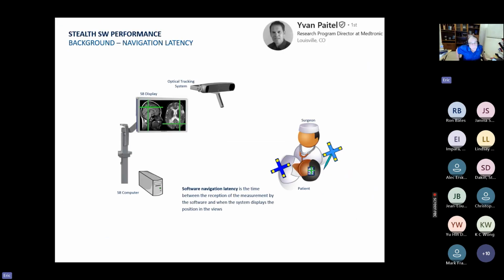So this is an example from Evan Patel, and continuing our tradition, he's now research program director at Medtronic on their software group in Louisville, Colorado. And they were developing something called Stealth Station S8, which is a way for a neurosurgeon to be able to do surgery on a person's brain and be able to see what they're doing and watch it on a display and see what's happening real time as he or she is doing the surgery.